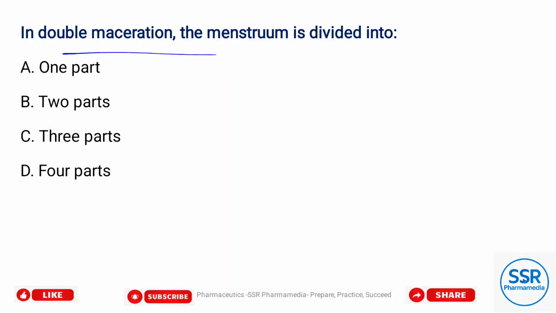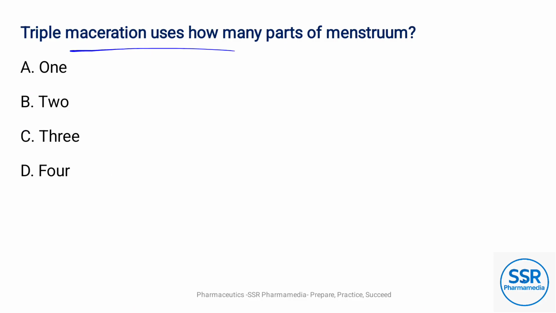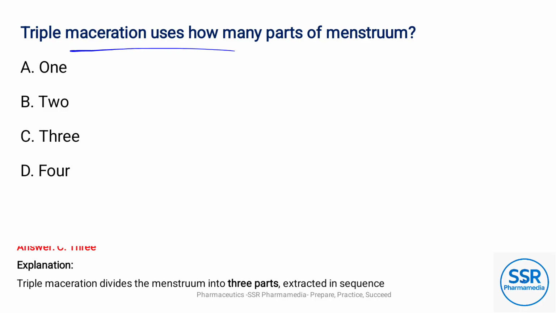In double maceration, the menstruum is divided into, so the answer is option B, 2 parts. Triple maceration uses how many parts of menstruum? So option C, 3 parts of menstruum.